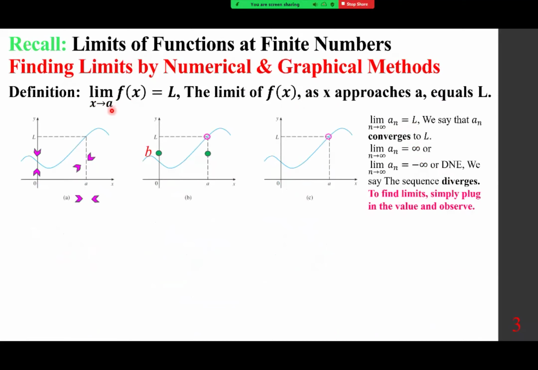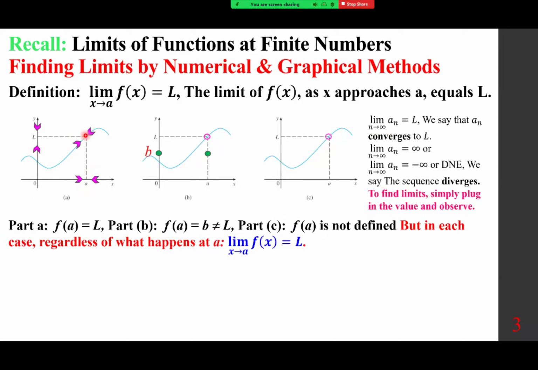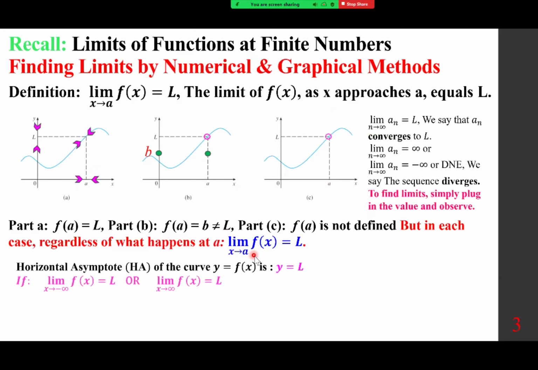And they all have the same answer, namely L, because left and right of a, we are in these two branches, the same thing here, the same thing here, and the limit doesn't change. However, the differences among those is that in this case, f of a equals L, which makes it continuous. In this case, f of a is b, which makes it discontinuous at a. And in this case, f of a is missing. But in all cases, the limit of f of x as x approaches a is the same, namely L.